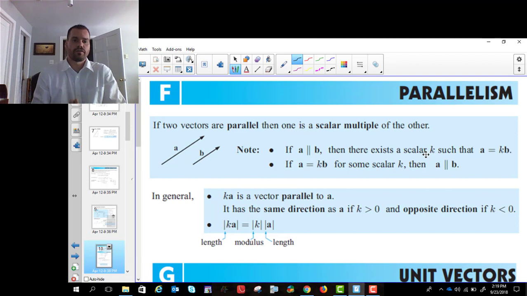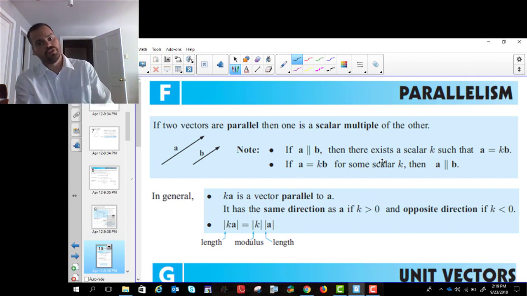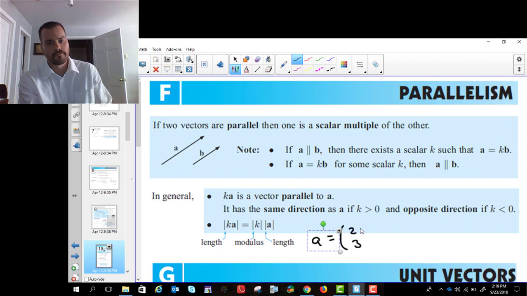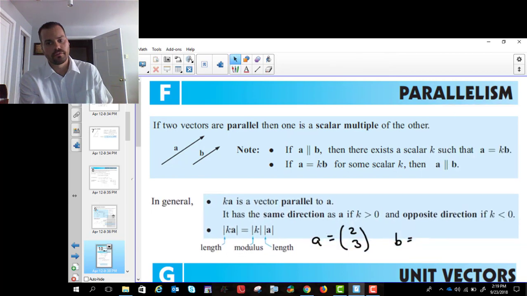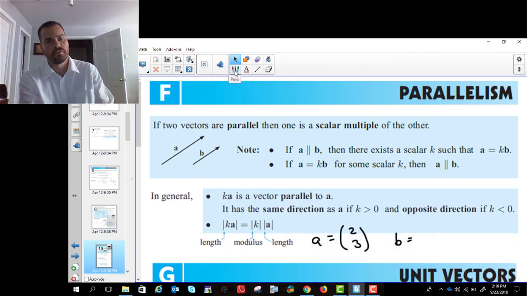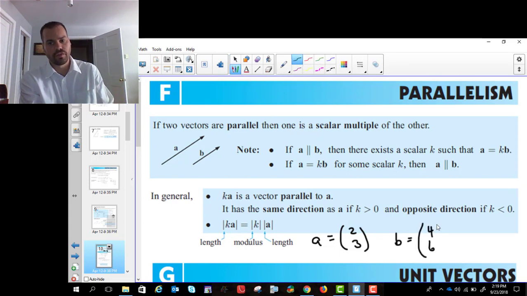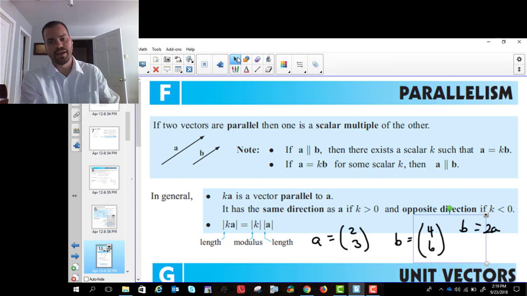So basically, two vectors are considered to be parallel if one is a scalar multiple of the other. So if you can find two vectors that are scalar multiples, you've got two vectors that are parallel. So for example, let's just say, and I'll just write this down here, if I had A, and I said A was 2 and 3, and then B, let's say, is 4 and 6. These are scalar multiples of each other because B is 2A. All right, so because of that, we can say that A and B are parallel.